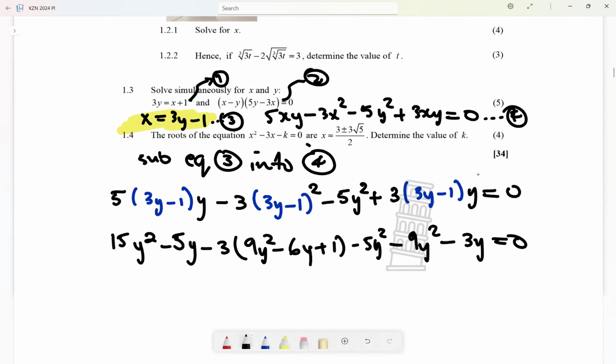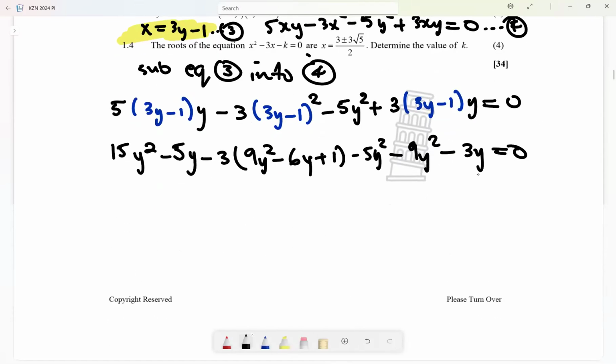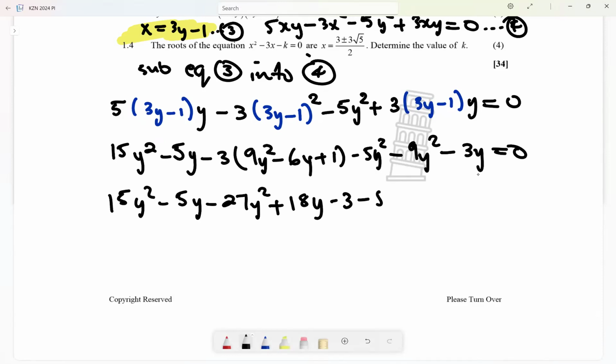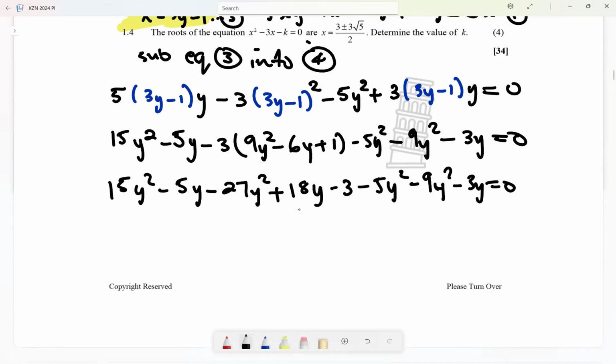For how many marks? For 5 marks. Then 5y squared. Let me try to simplify. When I simplify this, can you see now it becomes? Let me rewrite that. 15y squared minus 5y minus 27y squared plus, negative by negative, 3 times 6 is 18y. Negative by negative is negative 3. Make sure you do not make any mistakes. If you see any mistakes, please leave them in the comment section so that I'll see them.